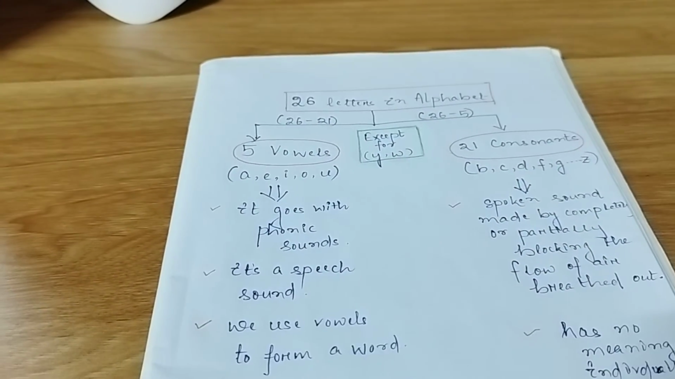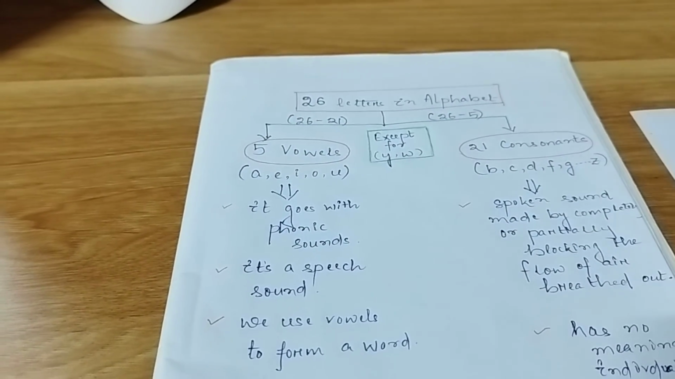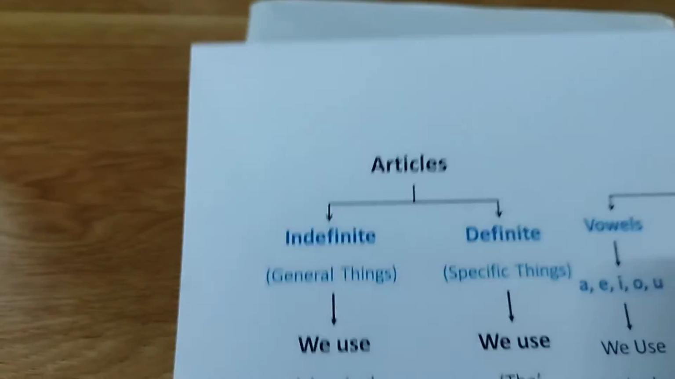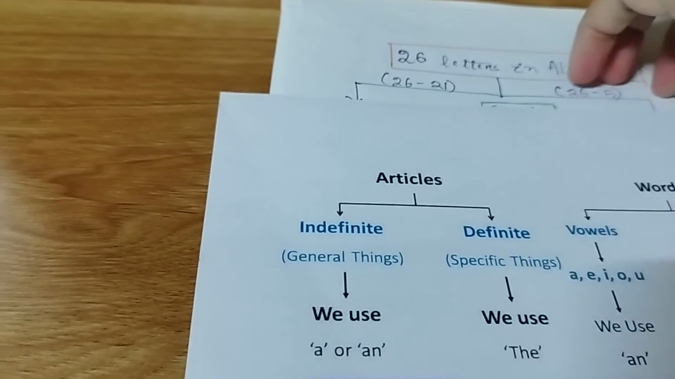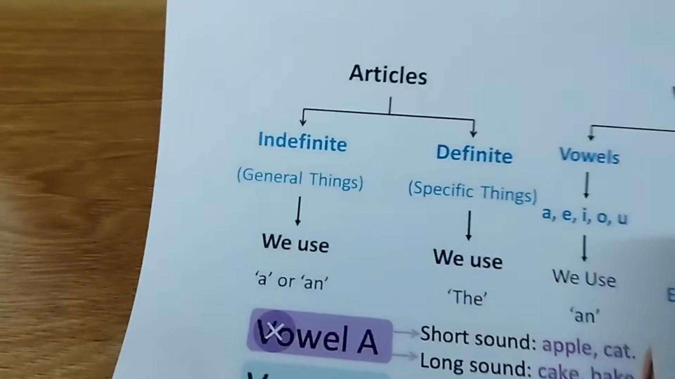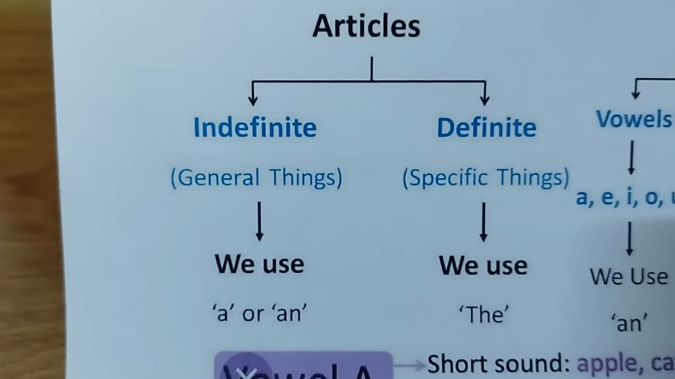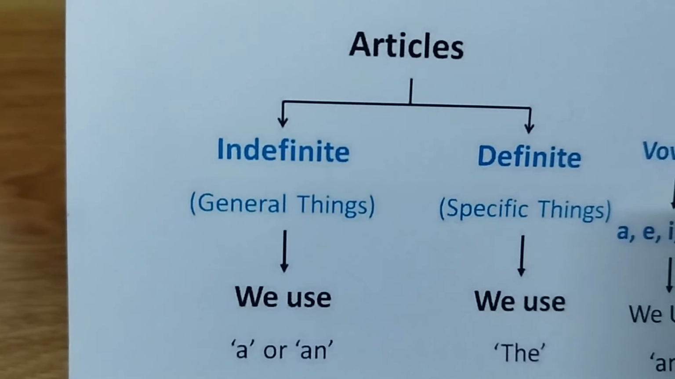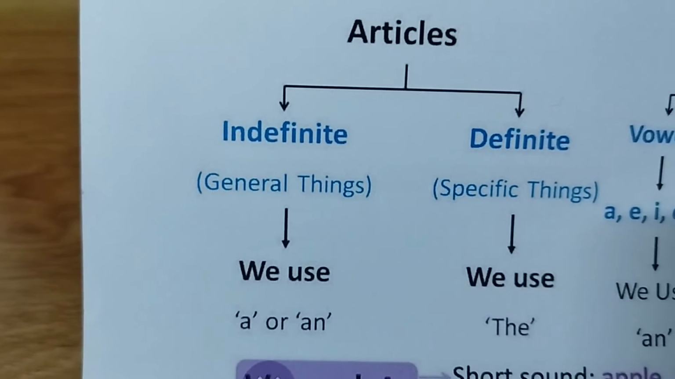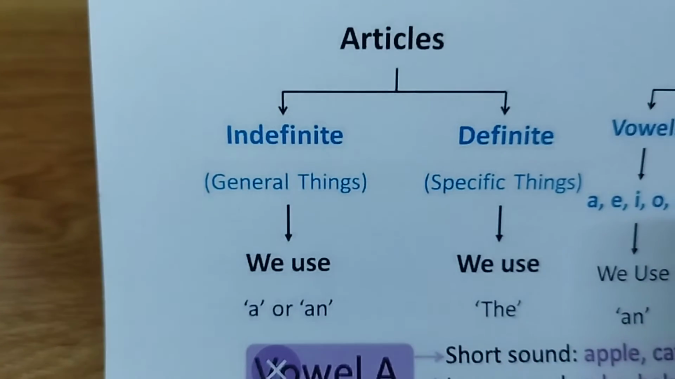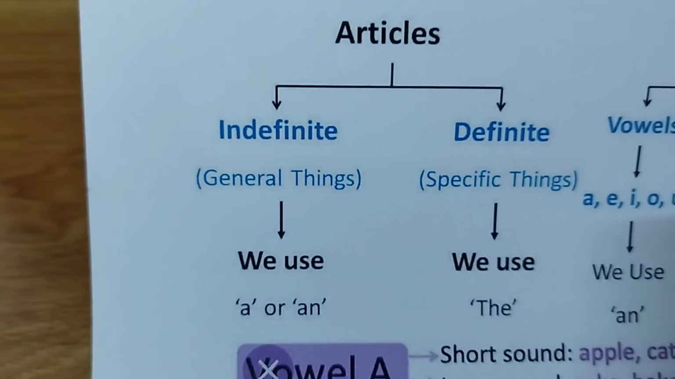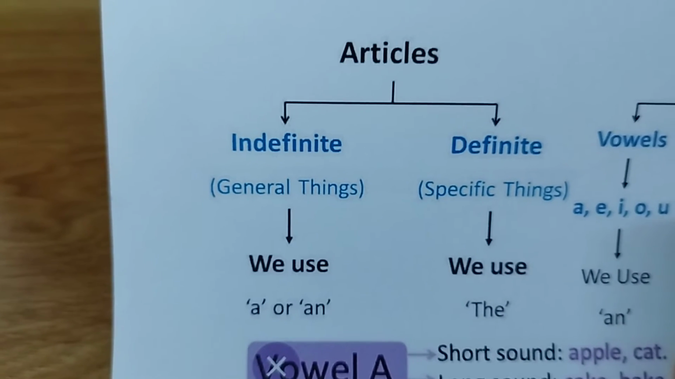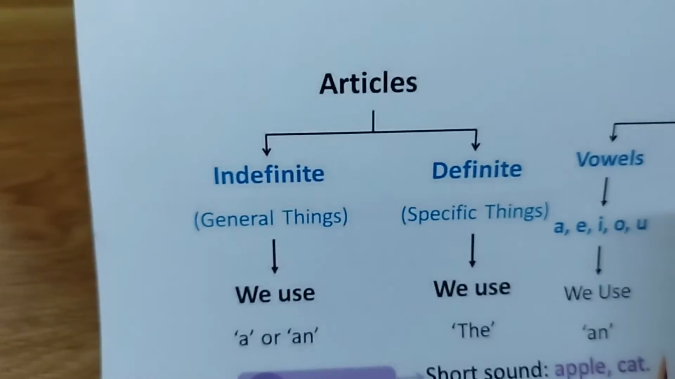And most importantly, having said so many things related to vowels, I would like to share with you articles, because it is a little bit easier to explain when it is there on pen and paper. So articles we will go into in the next class perhaps, or in a separate video. As I said, we use articles for vowels. Articles are defined into two types, definite articles and indefinite articles. For indefinite articles we use a or an, and for definite we use the.